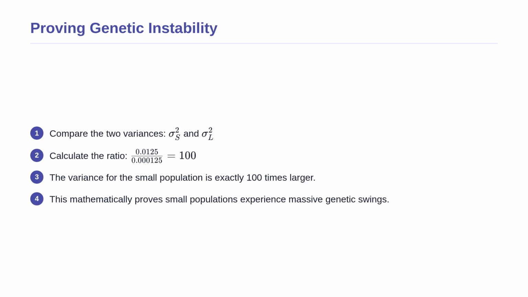If we take the variance of the small population, 0.0125, and divide it by the variance of the large population, 0.000125, we get exactly 100. This proves that the endangered cheetah population will experience swings in its genetic makeup that are 100 times larger, purely by chance. In the real world, this means they could easily lose crucial genetic diversity in just a few generations.